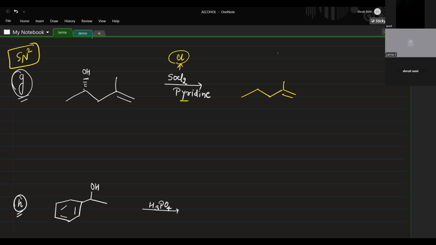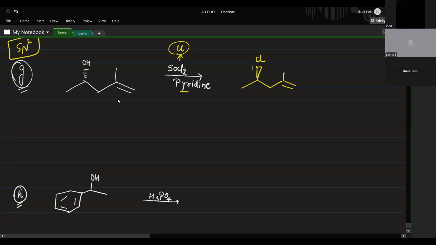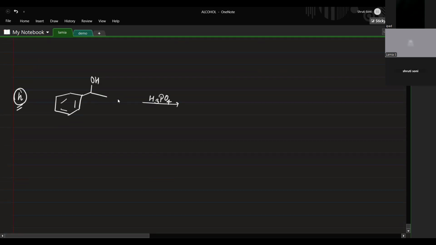In an SN2 reaction, is there any sort of intermediate present or not? No. I think it's just the direct product. Okay. So this is the product in case of SN2. Now you proceed with the H reaction.